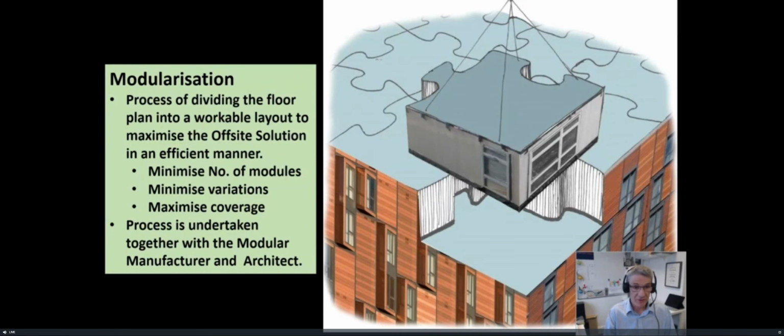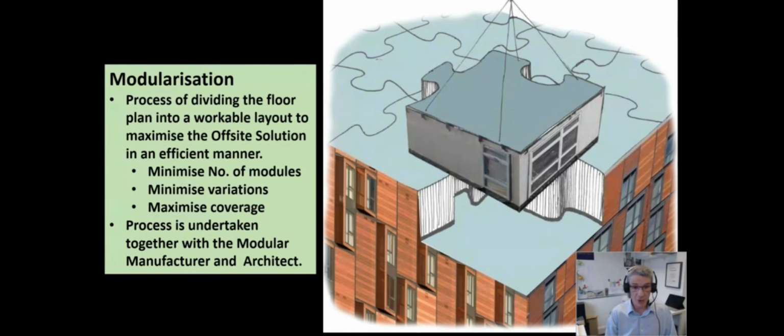The process of modularization is where we break up the floor plans into a workable layout to maximize the offsite solution in the most efficient manner that we can achieve. So we try to minimize the number of modules, we try to minimize variations in the module types, we try to maximize the coverage. This process is quite detailed and is taken together with the modular manufacturer and the architect.